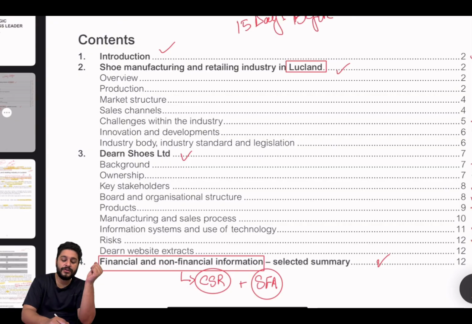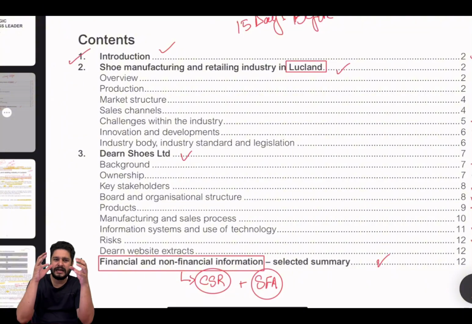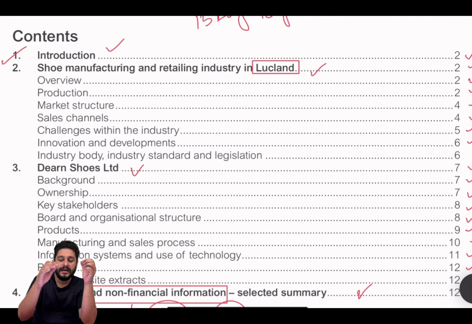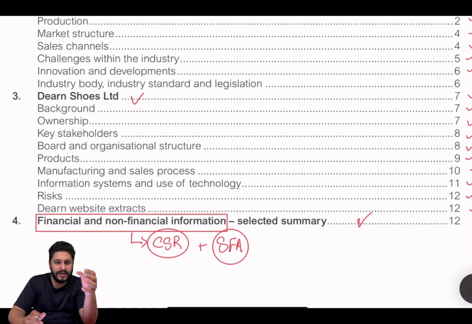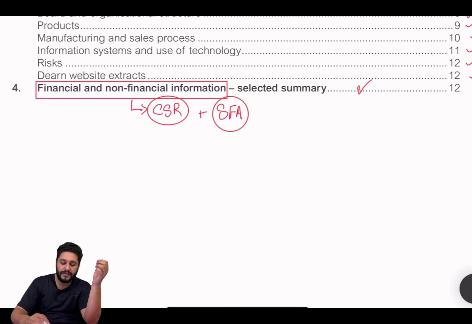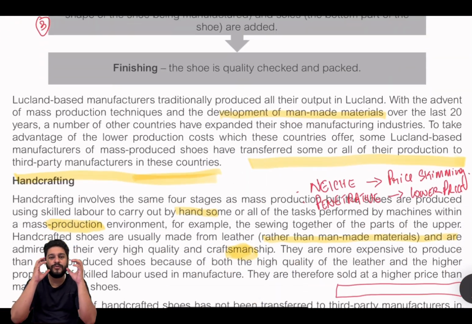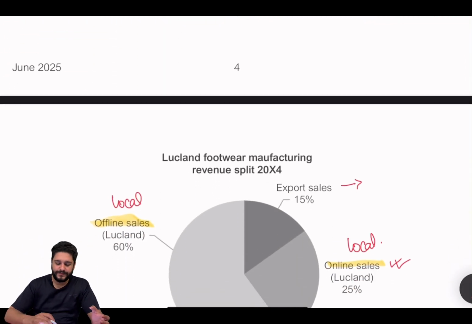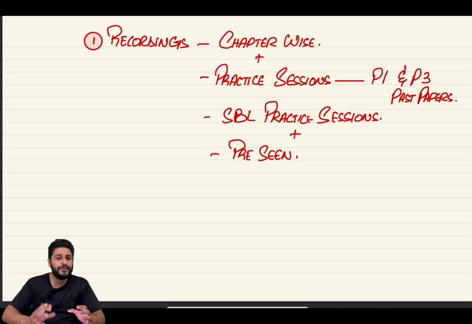So what we are going to do is read the pre-seen that includes the introduction. We are going to read the pre-seen that includes the industry information, the company information, and financial and non-financial information. You can see that they are going to provide you the information related to the entire industry before you enter into your examination. So this is open material that is available to you. Now, what are we going to do with this material?